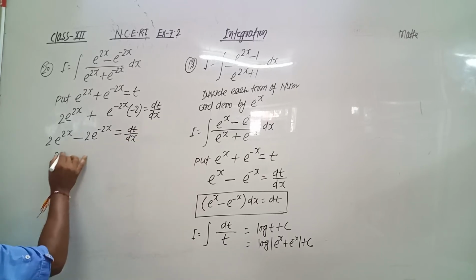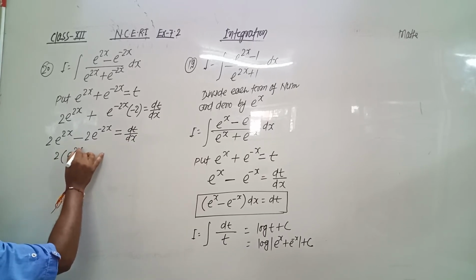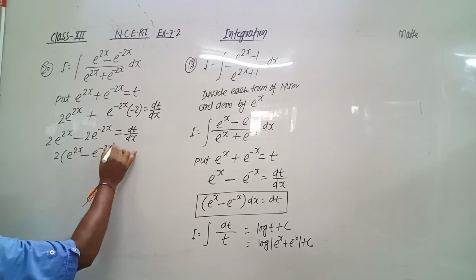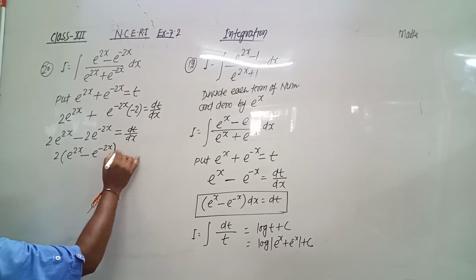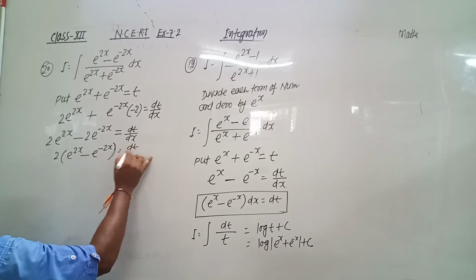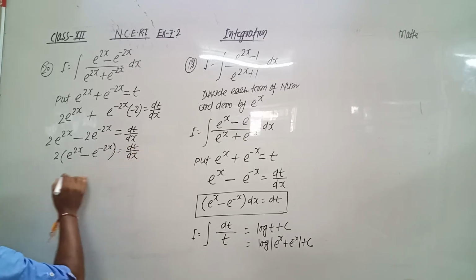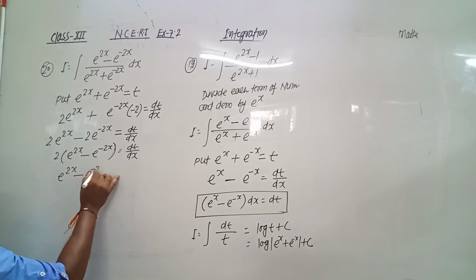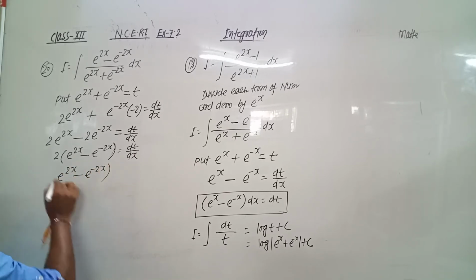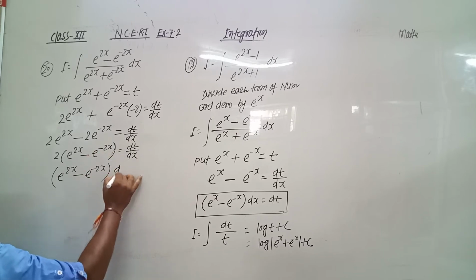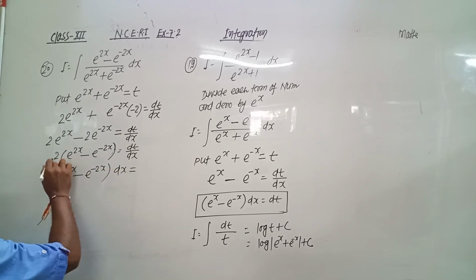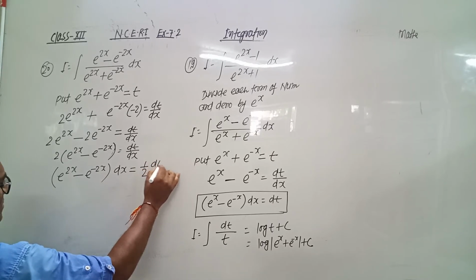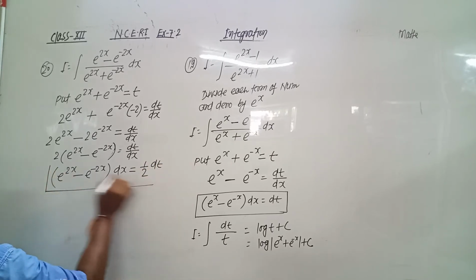Taking 2 as common, we get e raised to the power 2x minus e raised to the power minus 2x equals to dt by dx. So it becomes (e raised to the power 2x minus e raised to the power minus 2x) dx equals, 2 will come at the place of denominator, 1 by 2 into dt.